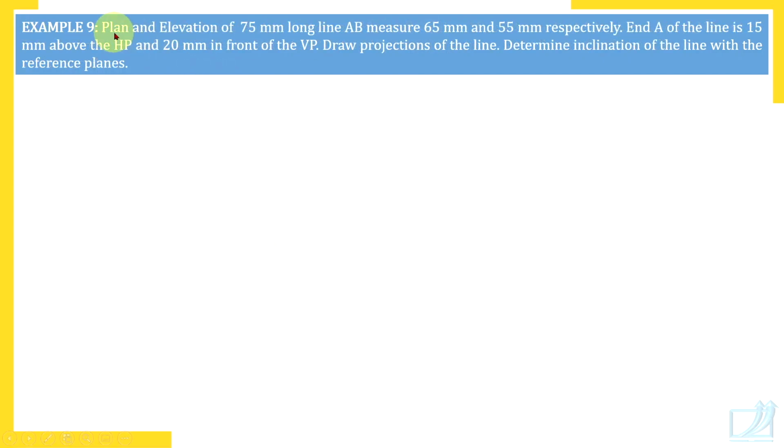And finally, you insert distance between end projectors. Read this problem. Plan and elevation of 75 mm long line AB measure 65 mm and 55 mm respectively. So in this first statement, we have this information. Line AB is 75 mm long and its plan measures 65 mm and elevation measures 55 mm. So TL, PL and EL given. As I told you, if line is inclined to both the reference planes, there will be 5 measurements given. These are the 3 measurements and of course the other 2 measurements are position of the reference point.